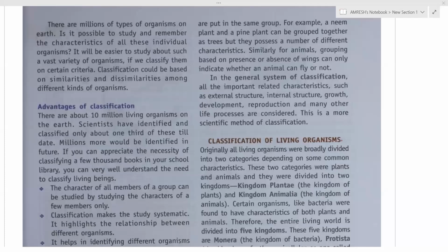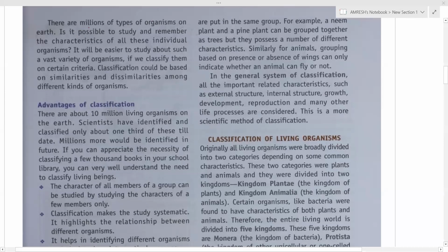So what is classification? Classification is grouping of organisms or grouping of things on the basis of common characteristics. There are millions of types of organisms on earth, and it will be easier to study such a vast variety of organisms if we classify them on the basis of certain criteria. What are the criteria? Criteria are similarities and dissimilarities.